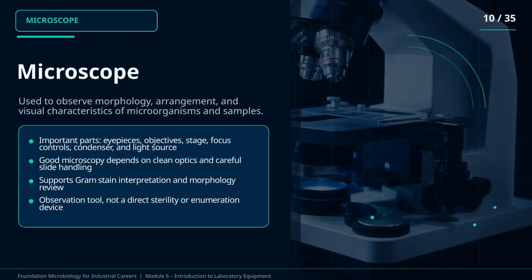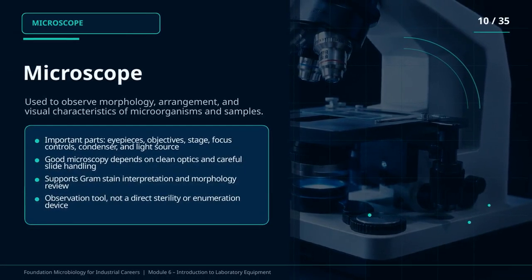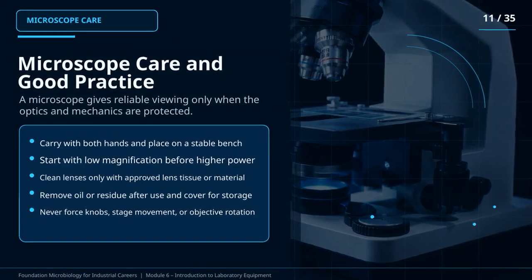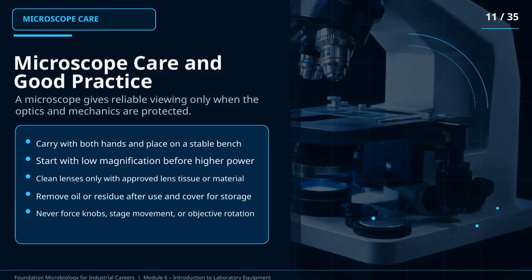A microscope is used to observe morphology, arrangement, and visual characteristics of microorganisms and samples. Clean optics, correct focusing sequence, and careful slide handling are essential for useful observations. A microscope gives reliable viewing only when its optics and mechanics are protected. Carry it with both hands, start at low magnification, clean lenses only with approved materials, and never force the controls.